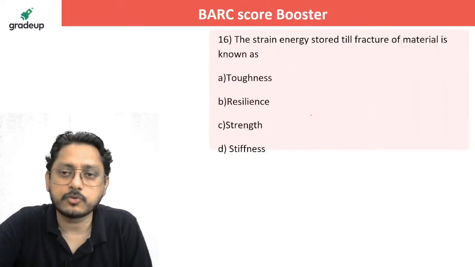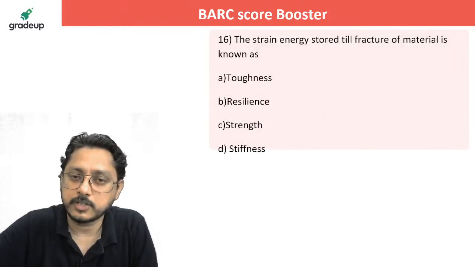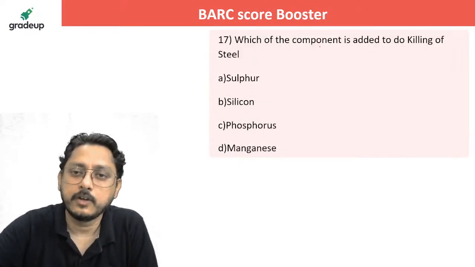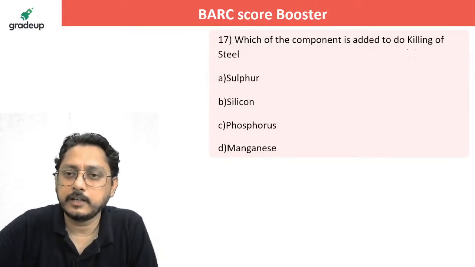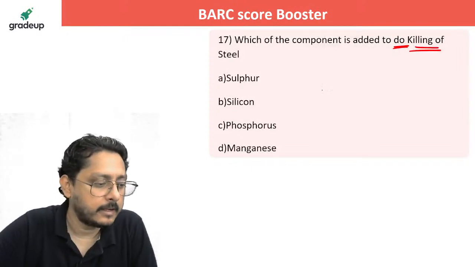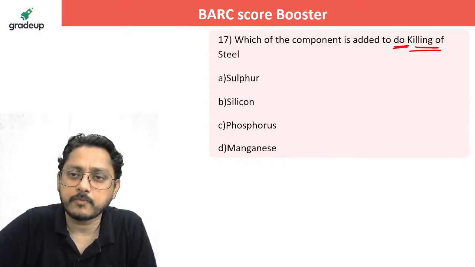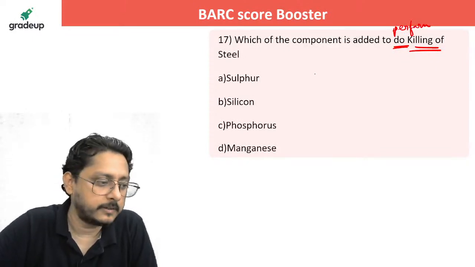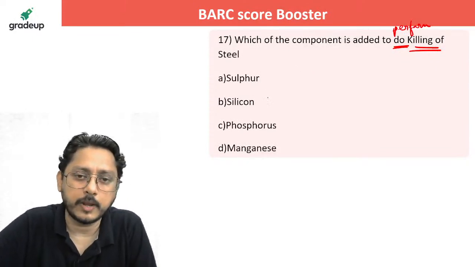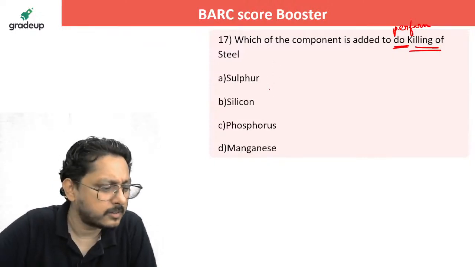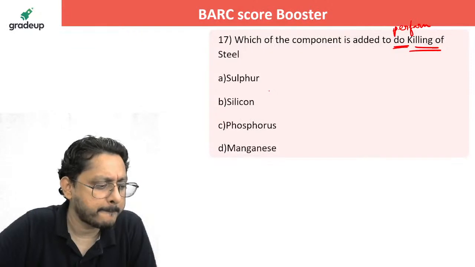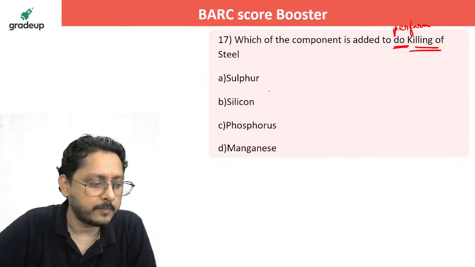The strain energy stored till fracture of material is known as toughness, just now I told you. Which component is added to perform the killing of steel? Do you know that? Few times I told you. Sulfur? No. Several times I told you.